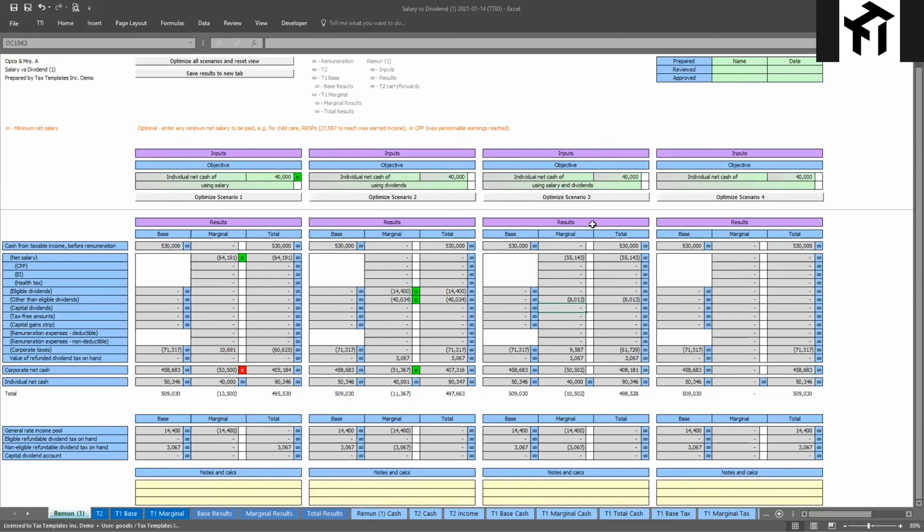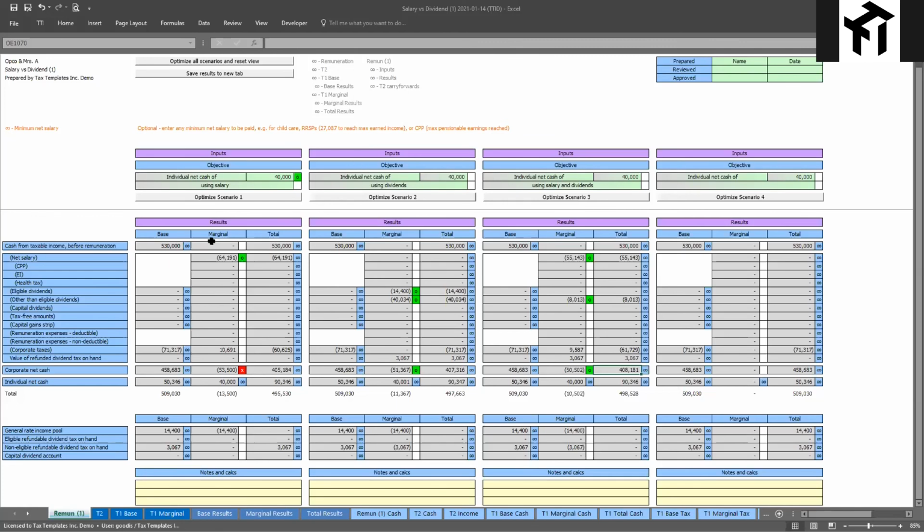Now let's take a look at the third scenario. In this scenario, we actually have a salary and dividend split. And the recommendation is $55,143 of salary and $8,013 of dividends. Again, if we look at the summary, our individual net cash, we've hit that target of $40,000. We are using $50,502 to get there, and it leaves us with cash of $408,181.